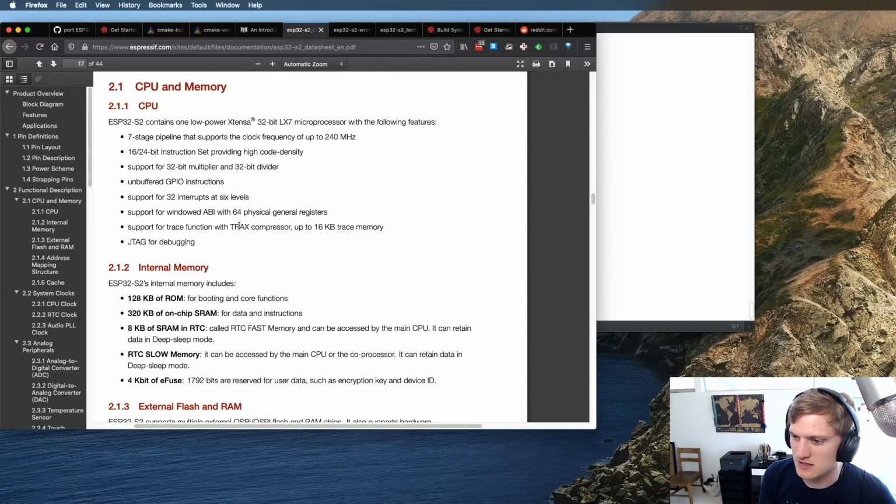Professor Sparkles asks, how does that work then? Is the PSRAM just mapped to the end of the SRAM address space? Let's take a look. This is a deep dive. That's why I like deep dives. So these are the internal memories.